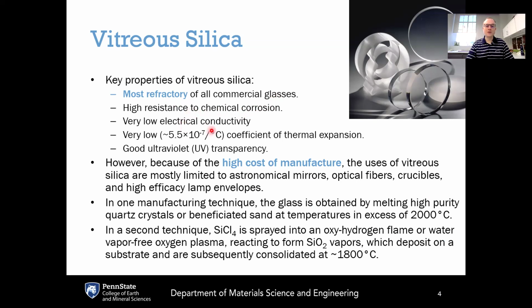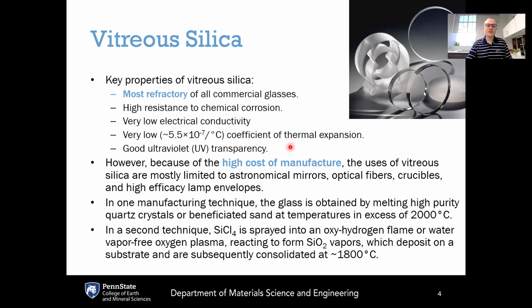It also has a very low electrical conductivity, which means that it is suitable for applications where a high electrical resistance is required. It also has an exceptionally low coefficient of thermal expansion. It's on the order of 5.5 times 10 to the minus 7 per degree C. This means that the dimensions of vitreous silica change by very little with respect to changing temperature. And for these reasons, because of the very low thermal expansion coefficient and the very high temperature resistance, vitreous silica is the material of choice for the windows on space shuttles.